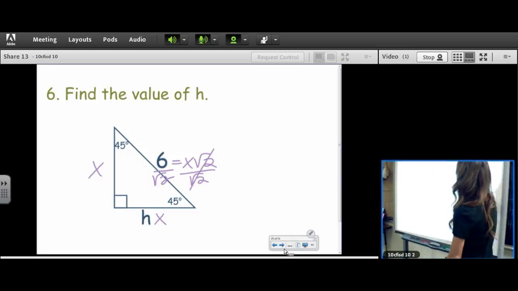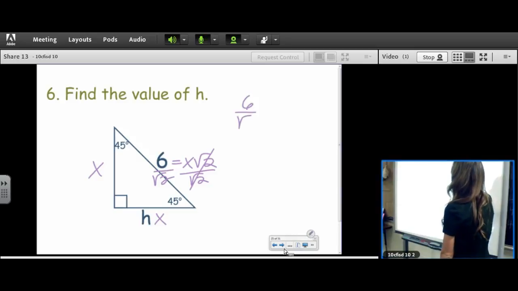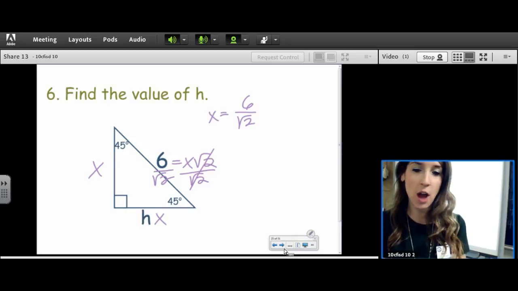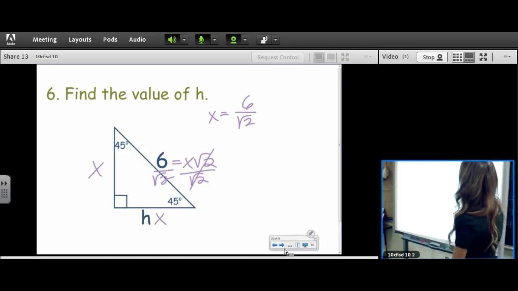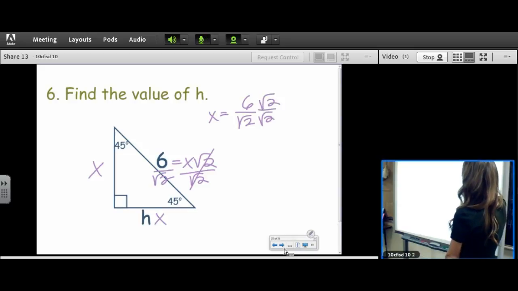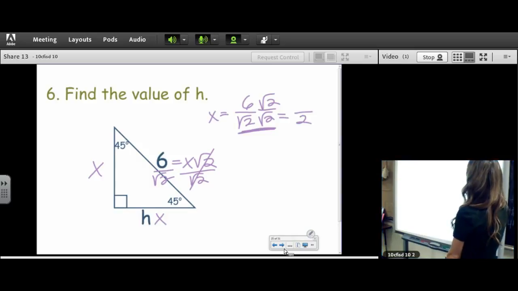And then this can't be our answer. This is x, but it's not a simplified answer. We can't ever stop there. So we have a radical in the denominator, so we have to rationalize the denominator. Multiply across the bottom. Square root 2 times square root 2 is 2. 6 times square root 2.